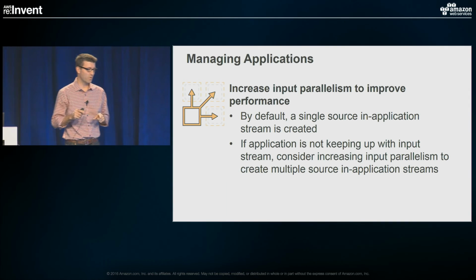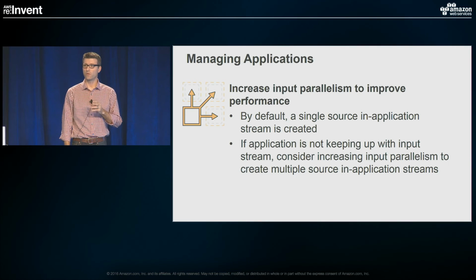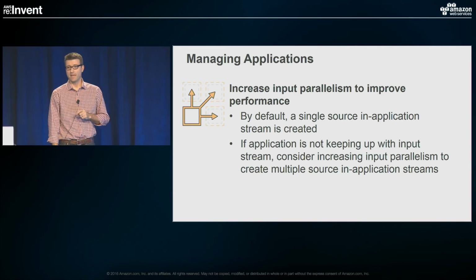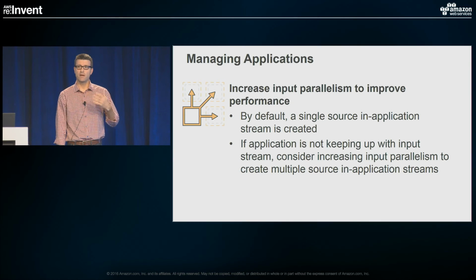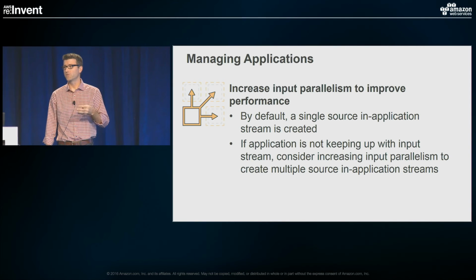But what you want to do is take a look at the parallelism attribute associated with your Kinesis Analytics app and increase it. Let's say you have 4 shards and you set the Kinesis Analytics parallelism attribute to 4. Now you'll have 4 in-application streams in your Kinesis Analytics app, 1 for each shard.